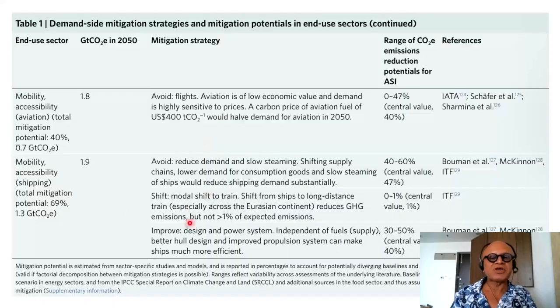Okay, so for shipping, there are ideas for reducing demand and slow steaming, modal shift to train, and design and power system improvements are foreseen with various ranges of potentials here. For aviation, it's 0 to 40%, a large range with central value of 40%. For shipping, remember here we only have avoid, no shift and improvement as such. 40 to 60% under avoid, 0 to 1% under shift, small percentage, and under improvement you have 30 to 50%.